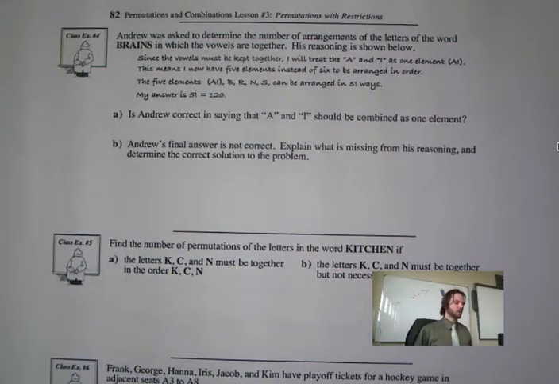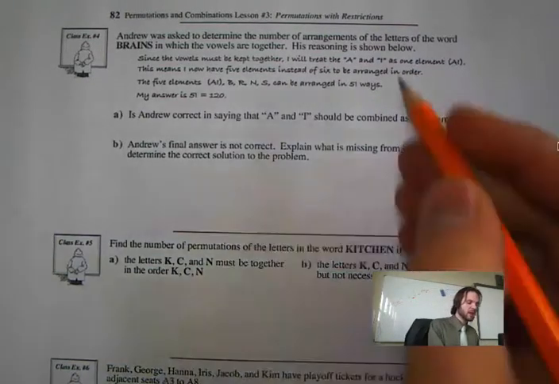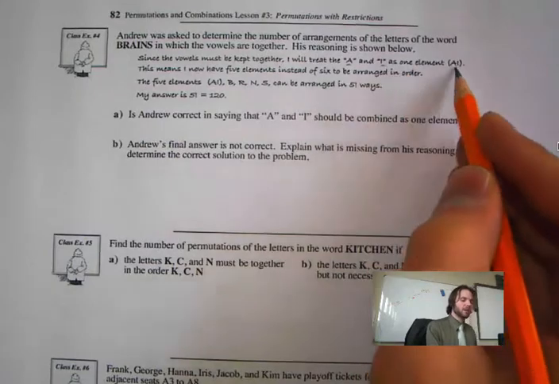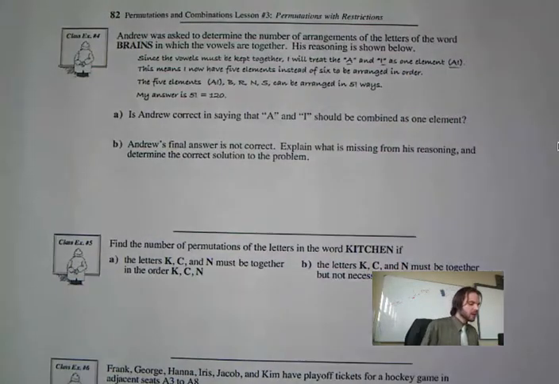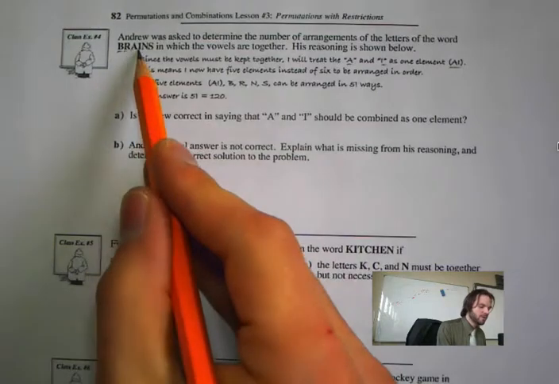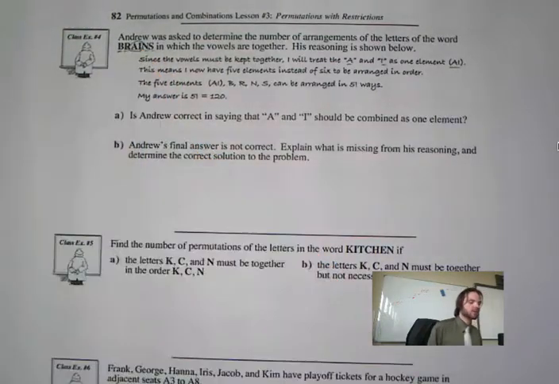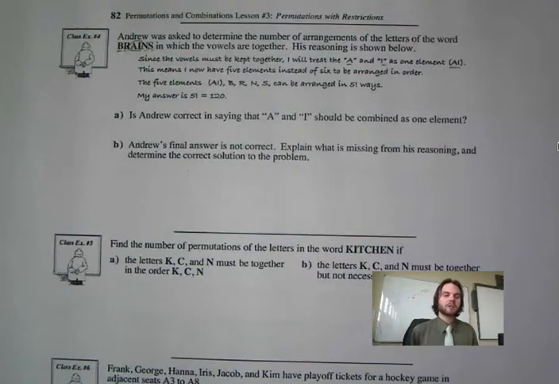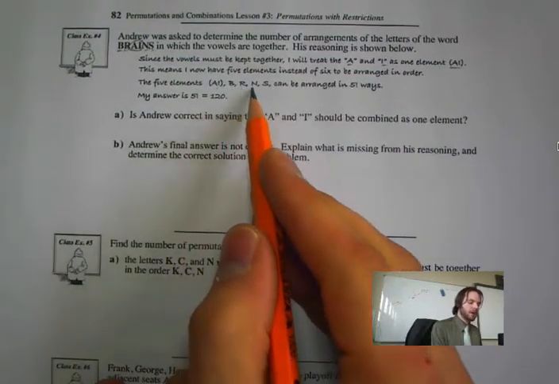Okay, let's look at question 4 here. Andrew is asked to determine the number of arrangements of the letters of the word BRAINS in which the vowels must be together. He came up with this reasoning: since the vowels must be kept together, he will keep A and I as one element, AI. This means I now have 5 elements instead of 6 to arrange, because there's 1, 2, 3, 4, 5, 6. But if he keeps these together, there's really only 5 elements, which are AI, B, R, N, and S.